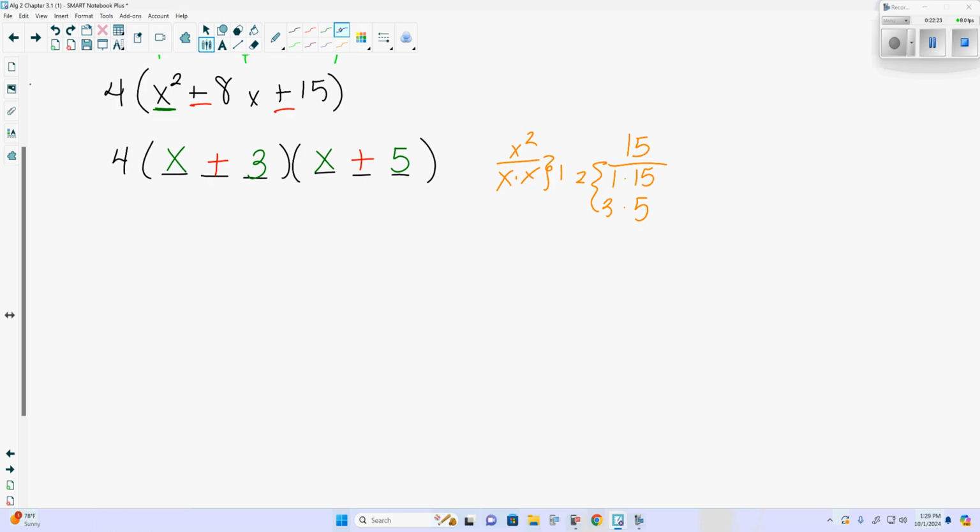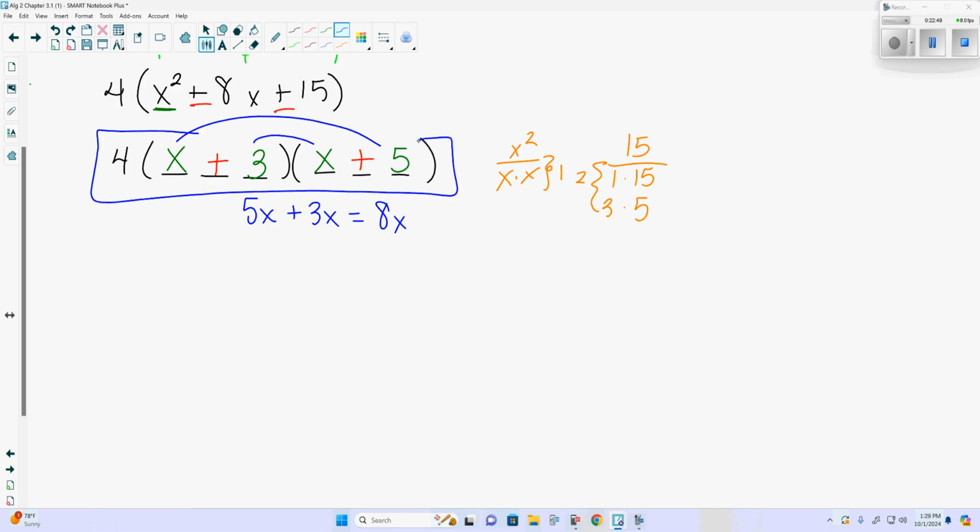And the last thing we can do is check. No real reason to check x times x because that's still just x squared, or 3 times 5 because that is indeed still 15. Our x times 5 is positive 5x. Our 3 times x is positive 3x. And our 5x plus 3x is 8x. And that is the middle term we wanted. So our final answer is x plus 3 times x plus 5.